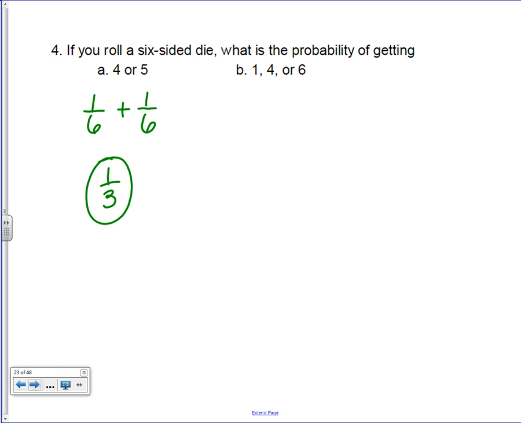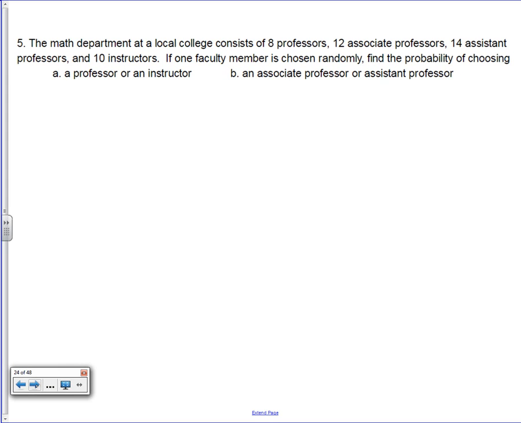So what is the probability of a professor being chosen? Well, there's 8 of them. If you add up your total, you would get 44 possible choices. An instructor, there are 10 of them out of 44 possible people. They cannot happen at the same time, so if you add them, you get a probability of 9 out of 22.